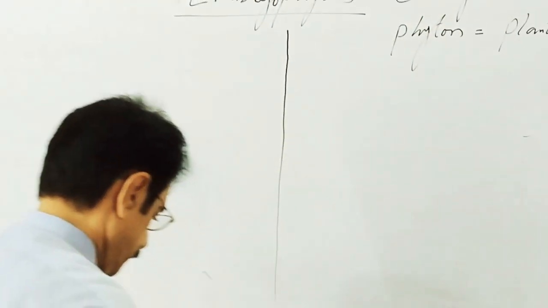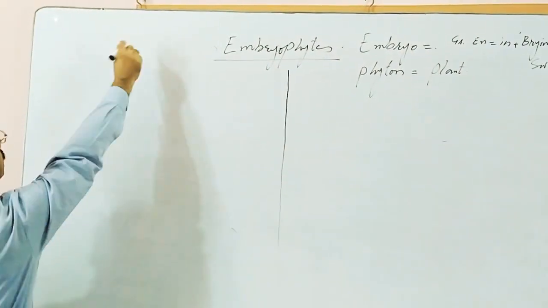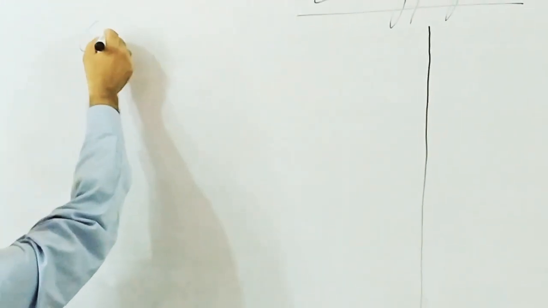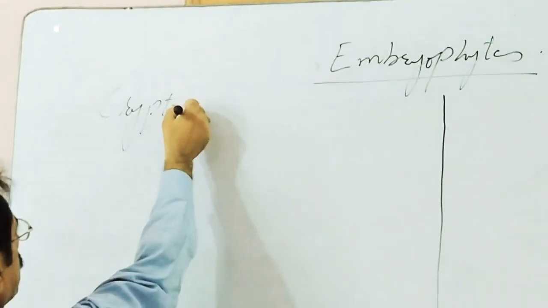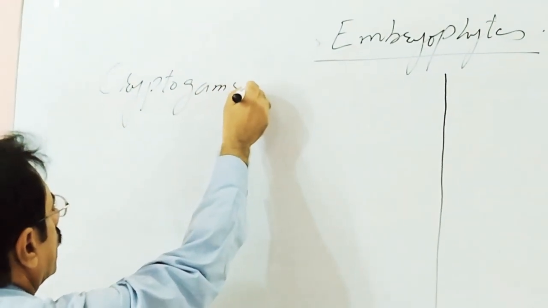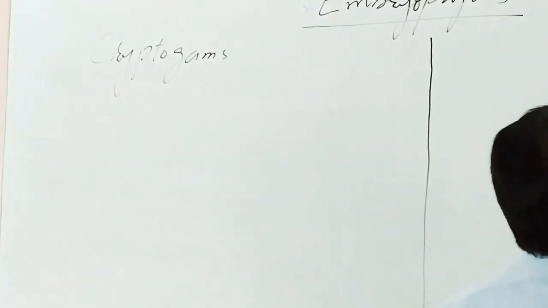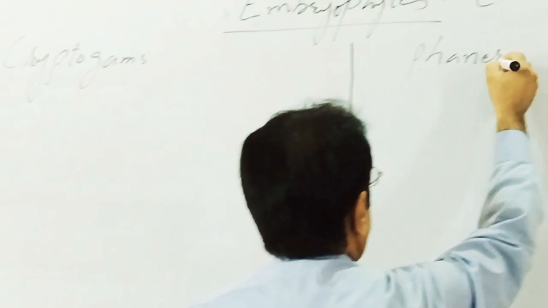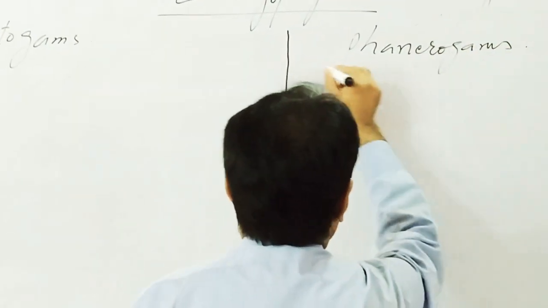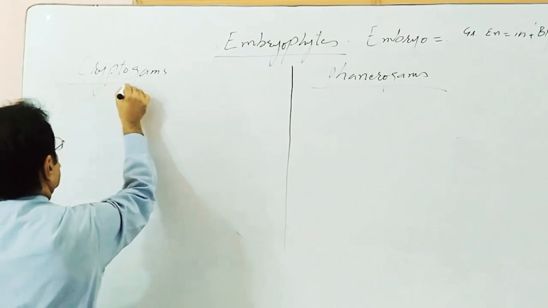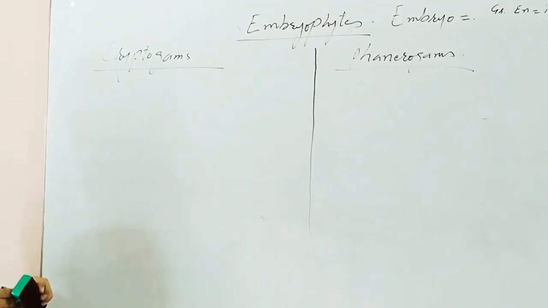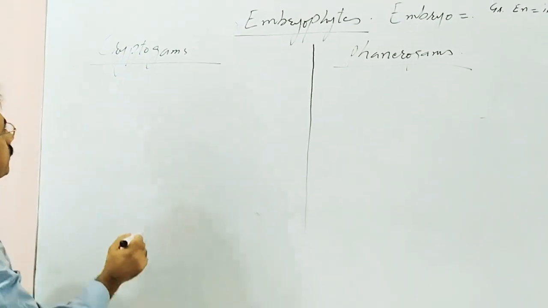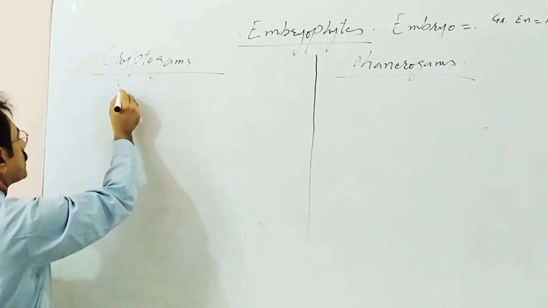They are cryptogams and phanerogams. These cryptogams and phanerogams, we know, are vascular plants.